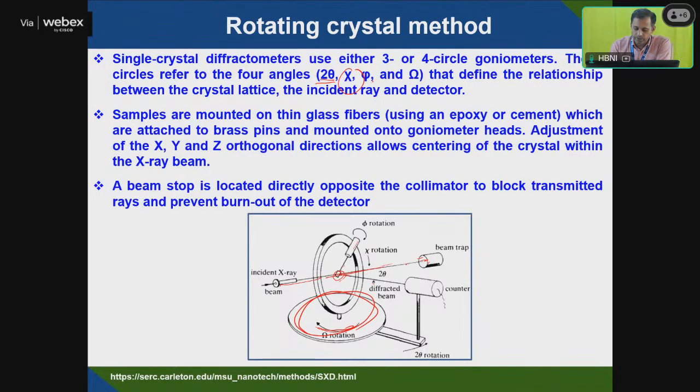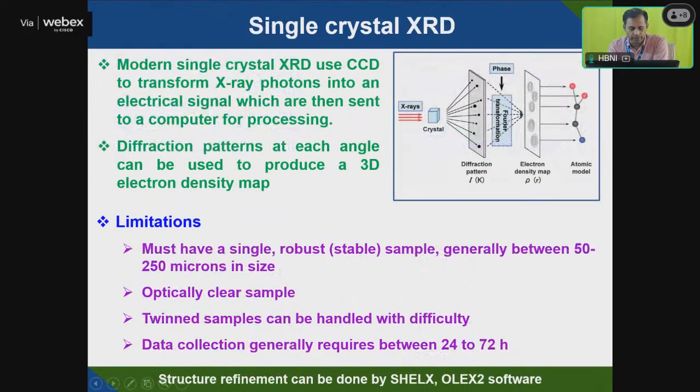Like if you are seeing the direct beam, your detector is moving like this. So at a certain time it will come in front of the direct beam. If the direct beam falls on the detector, the detector can burn out, it can cause damage. So to prevent that, there is a beam trap opposite the incident beam. If something passes through, it will immediately stop that. It will allow only the diffracted beam. So specifically the main difference is that here the sample stage rotation and the source and detector all rotate.